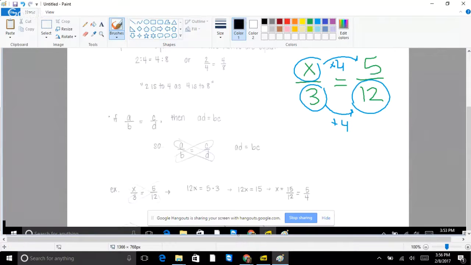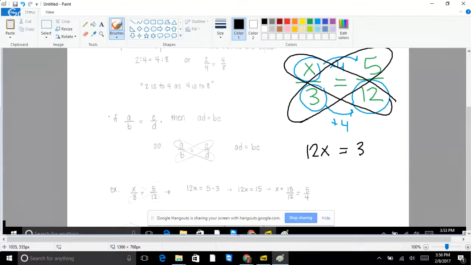So maybe I'll use my cross products. So my cross products look like this. 12 times x equals 3 times 5. So 12x equals 15. And if I want to solve for x, I divide both sides by 12, and I get x equals 15 over 12. And if I simplify that, I get 5 over 4.